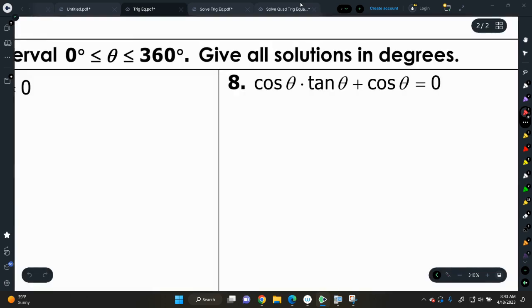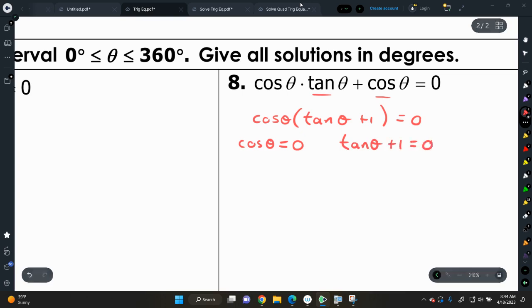Yet, if I look at this one, I have a cosine and a tangent in the equation. This is not the same issue because if you look at this problem, I can factor a cosine theta out of this, and that would leave me with tangent theta plus 1 equals 0. This is no problem because I can set each one of these out using the zero product rule. Cosine theta equals 0. Tangent theta plus 1 equals 0. I can easily solve each of those equations because now I just have cosine and then I have tangent.